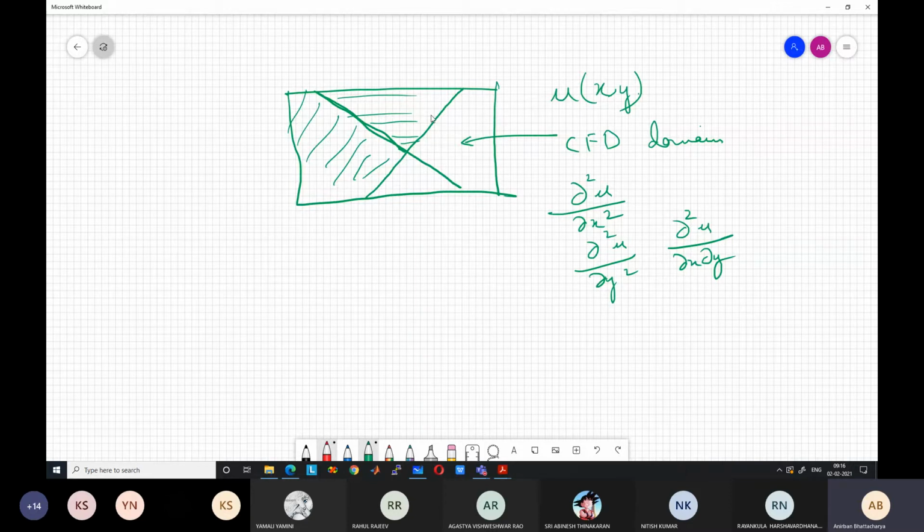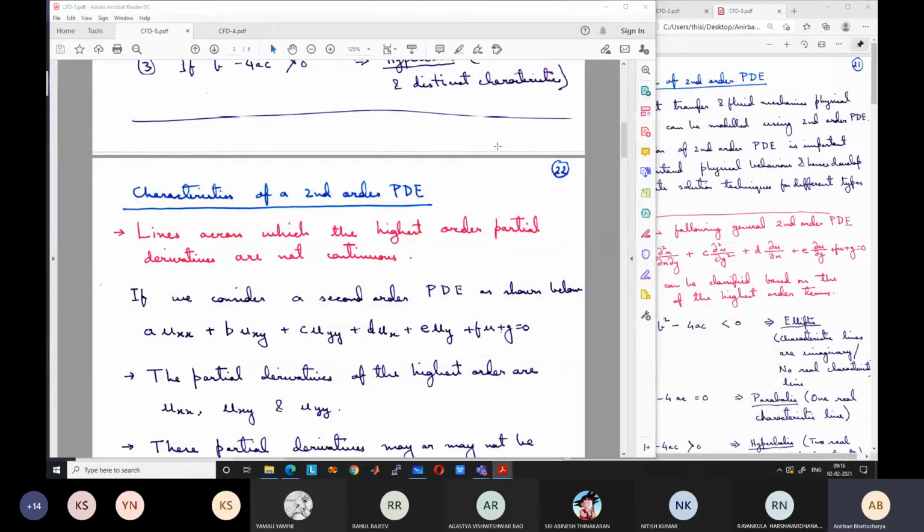Then there is a sudden jump in the value of this highest order derivative, and again it is continuous outside. So the line where the jump occurs is known as the characteristic line. It has a physical significance. If you don't understand the mathematical meaning, it will be clear when we try to understand the physical significance of characteristic lines. But by definition, it is a line across which the highest order partial derivatives are not continuous. There is a jump on this line.